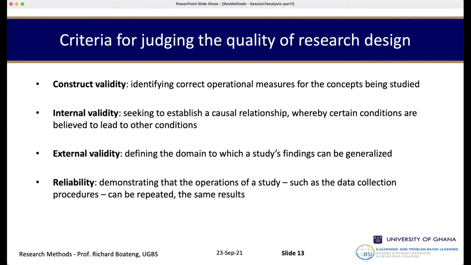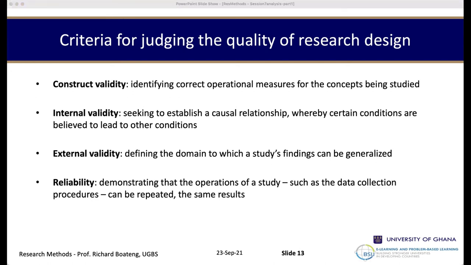You're looking at the theoretical generalization, where you check what the theory is saying and what you have found to see how far you are from the two. Then reliability means that you are demonstrating that the operations of the study, given maybe a time being constant, when I go and collect the data, I can repeat and get the same results. So those ones will come up.